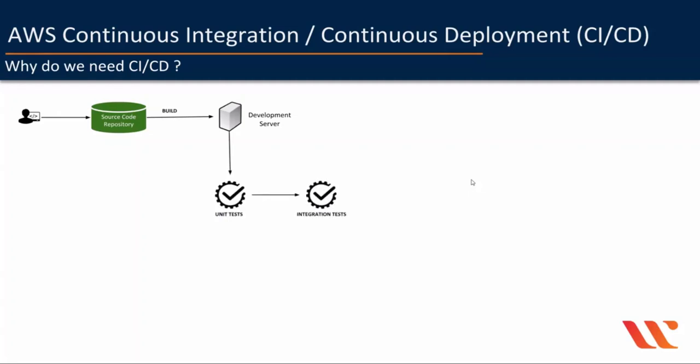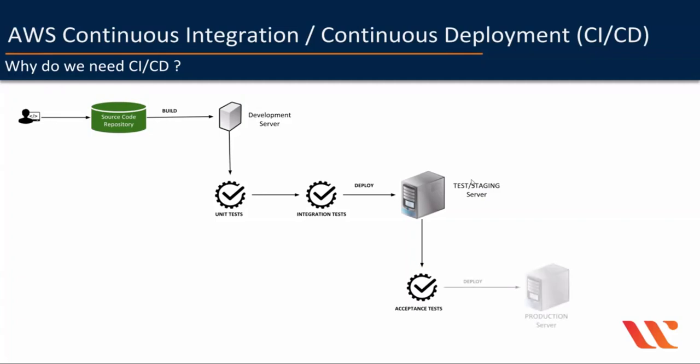Once successful, you deployed the code to your test or staging environment where acceptance testing will be done by a testing team or through automated test cases. And once successful, you deploy the code to production. This is a typical development lifecycle, right?